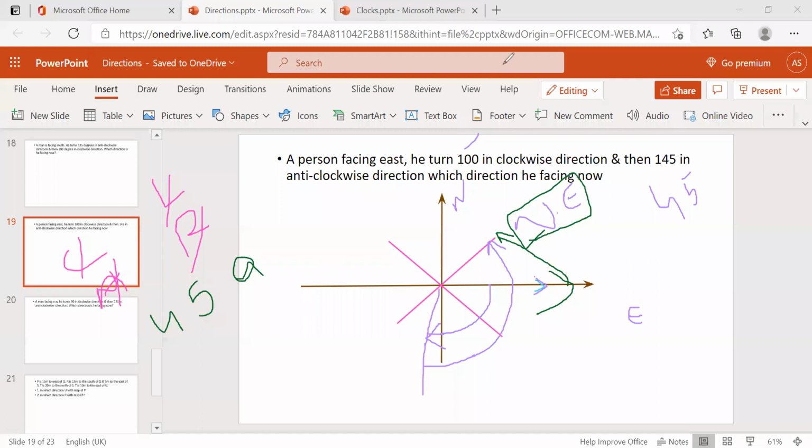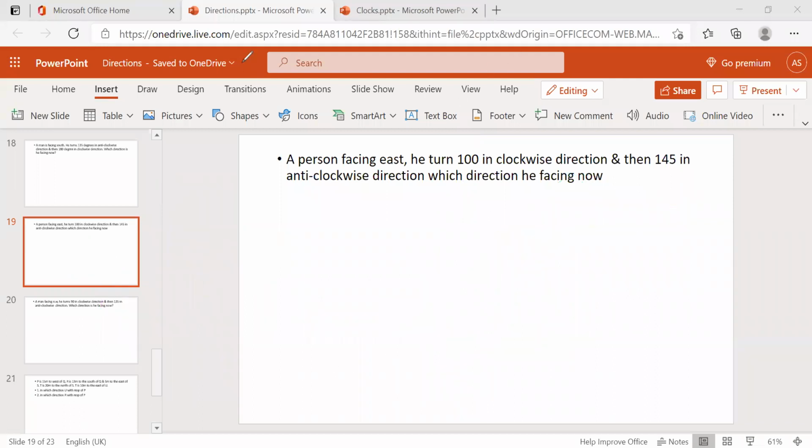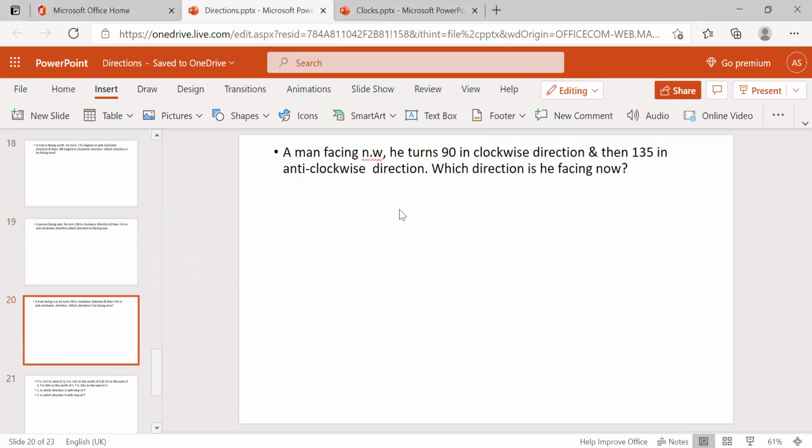Degrees problems are much easier actually, right? Now a man is facing northwest. Up to this they were facing east and south, but here a man is facing northwest. He turns 90 degrees clockwise and then 135 degrees anti-clockwise. Which direction is he facing now?